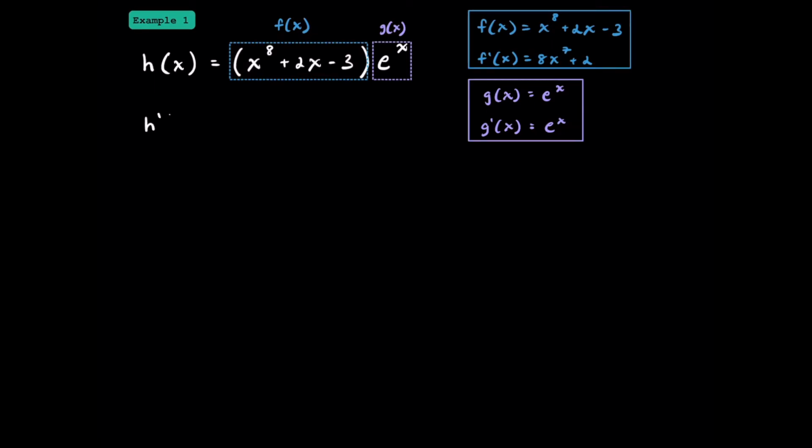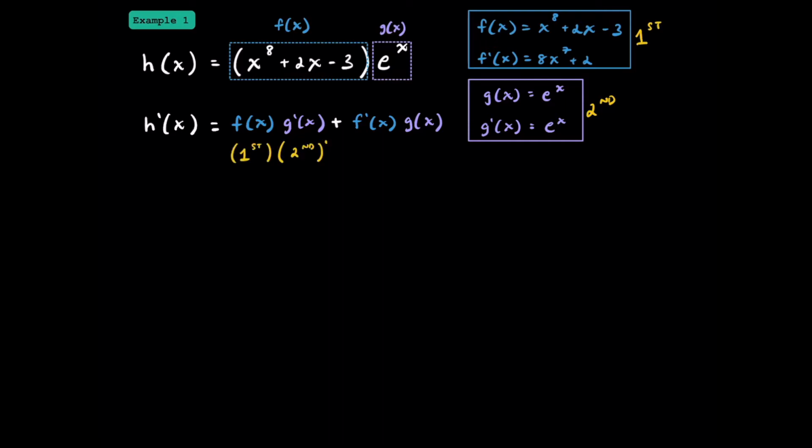The derivative of h of x, or h prime of x, is going to be equal to f of x multiplied by g prime of x added to f prime of x multiplied by g of x. Remember, if we call f of x our first function and g of x our second function, we're multiplying the first function by the derivative of the second, and adding that to the derivative of the first one multiplied by the second. Let's substitute in now.